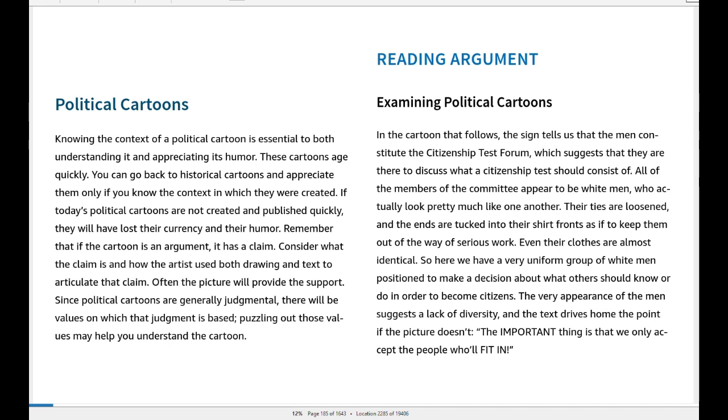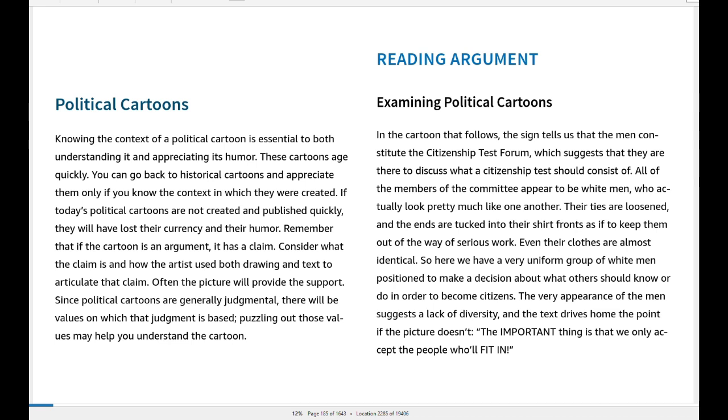Remember that if a cartoon is an argument, it has a claim. Consider what the claim is and how the artist used both drawing and text to articulate that claim. Often the picture will provide the support. Since political cartoons are generally judgmental, there will be values on which the judgment is based. Puzzling out those values may help you understand the cartoon.